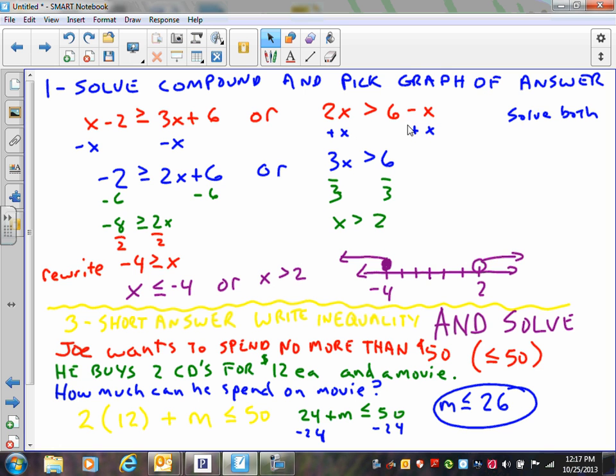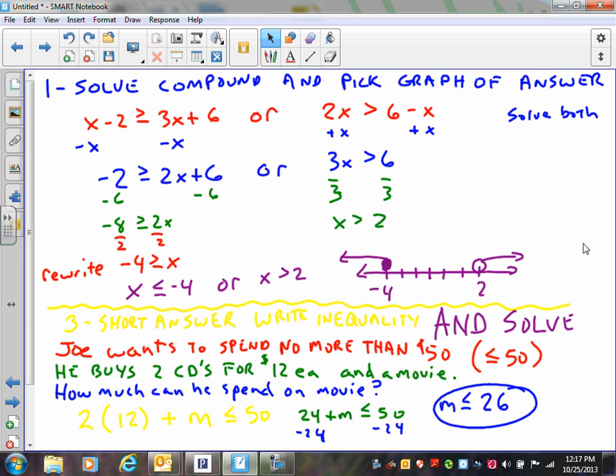Over here, after I add the x to both sides, I have 3x is greater than 6. And then I got to get rid of the 3, so I divide both sides by 3. So x is greater than 2. So here's my answer. Here's the graph of my answer. I go to negative 4. There's a line there, so I put a dot. It's pointing to the left, so to the left. I go to 2. There's no line there, so I just put a circle, and the arrow is pointing to the right.